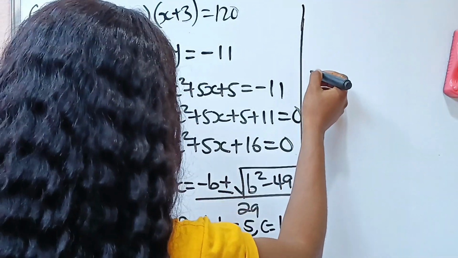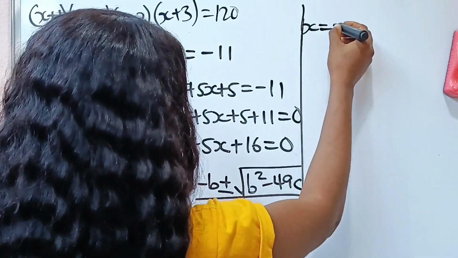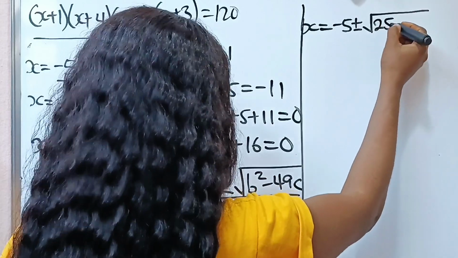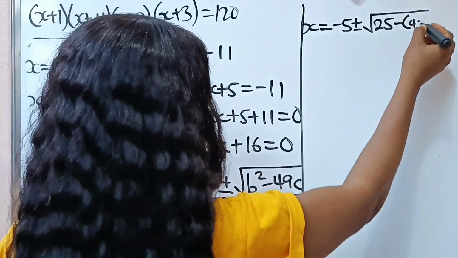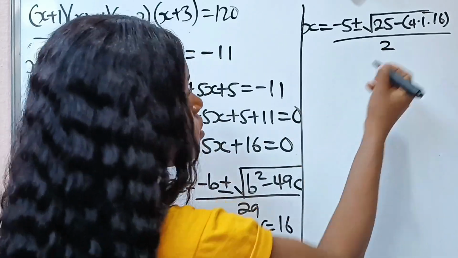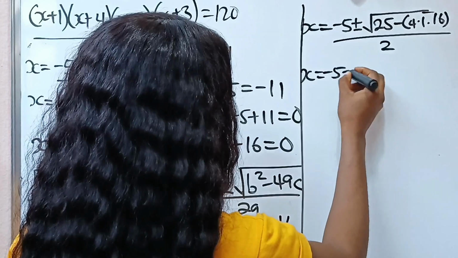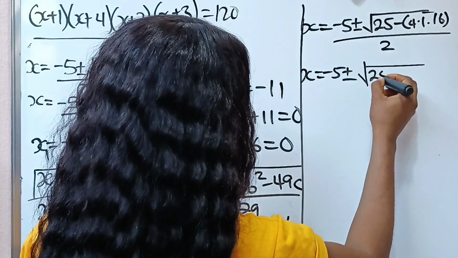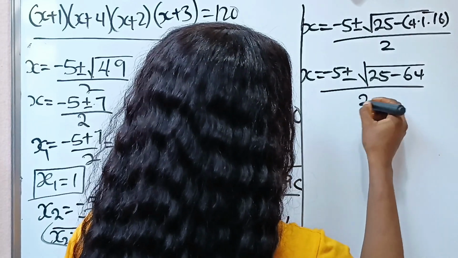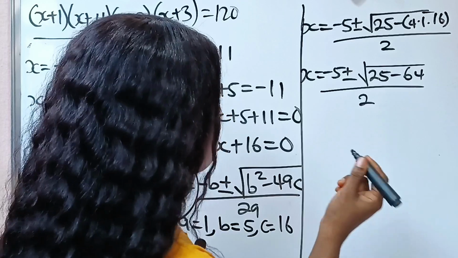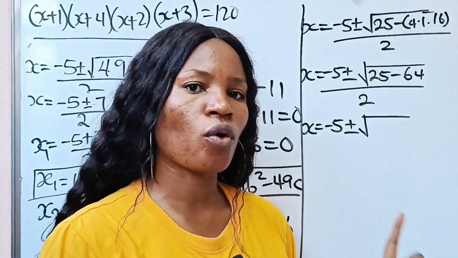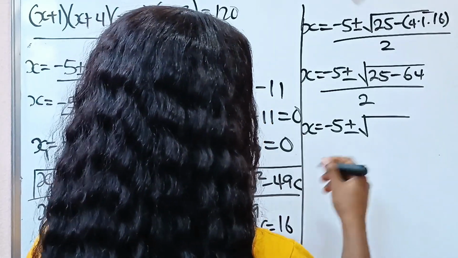When we do that, we are going to have that x is equal to minus b, that is minus 5, plus or minus the square root of b squared, that is 5 squared, which is 25, minus 4 multiplied by a, which is 1, multiplied by c, which is 16, divided by 2a, that is 2 times 1, which is 2. So our x then is equal to minus 5 plus or minus the square root of 25 minus 4 times 16, which will give us 64, divided by 2. All right, now let's continue. So our x is equal to minus 5 plus or minus the square root of 25 minus 64, which should give us minus 39. Square root of minus 39.